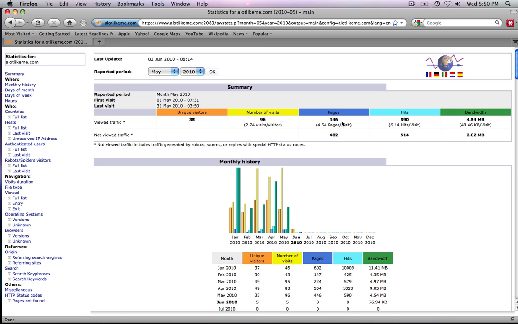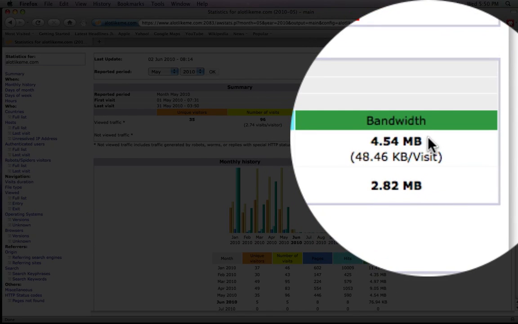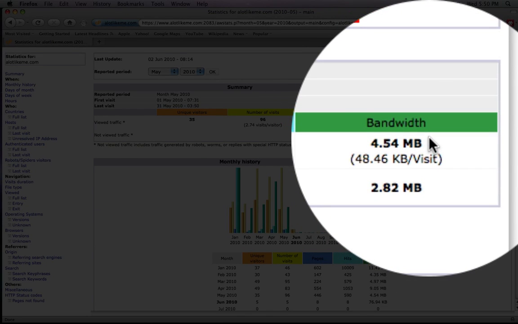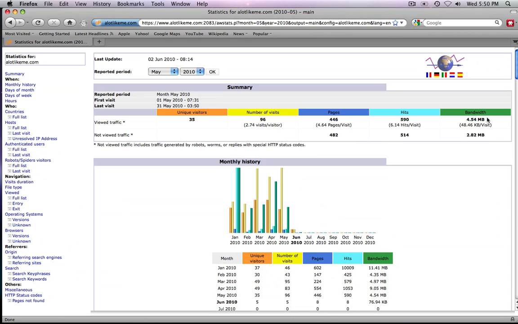Hits, you don't really pay a lot of attention to because sometimes that can include bots and things like that. The bandwidth on the right here in the green is how much information has been transmitted from our server to the local computers connecting to our server.